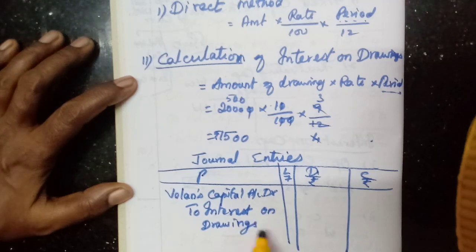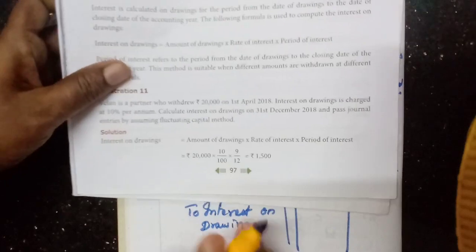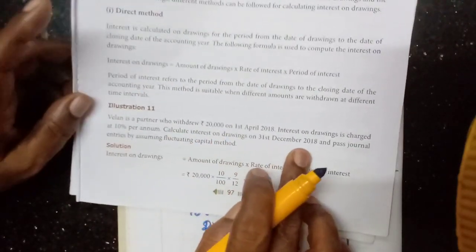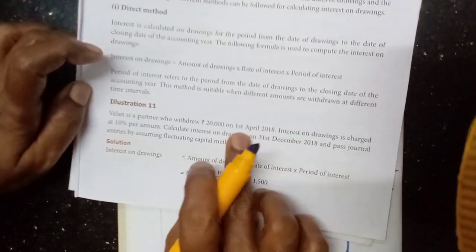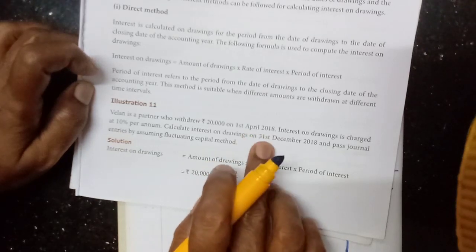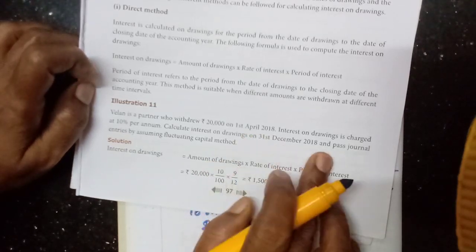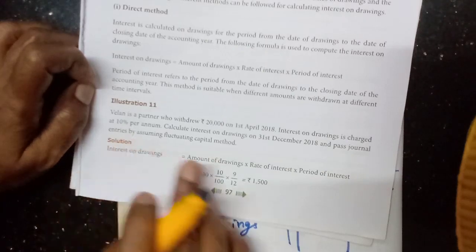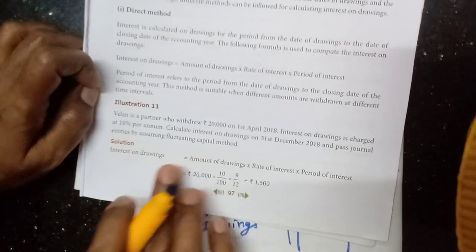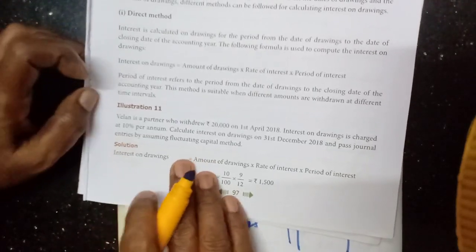When you read the problem, you must read the question. Question means what is asked, calculate. Till the end you have to read properly. See, calculate interest on drawings on 31st December. Date also you must be very careful. When he has withdrawn, 1st April. So it is very useful to calculate the number of months. And see, pass journal entries. So two things we need to do: one is interest on drawings, another one journal entries. This method they will ask for a 3 marks question.